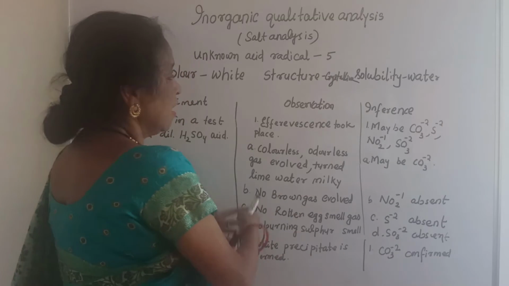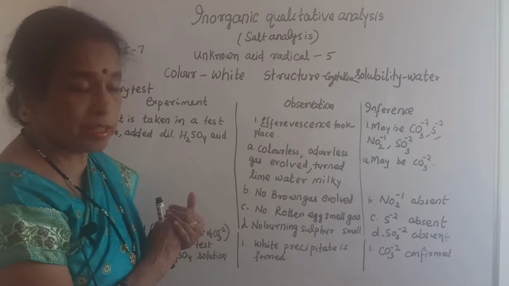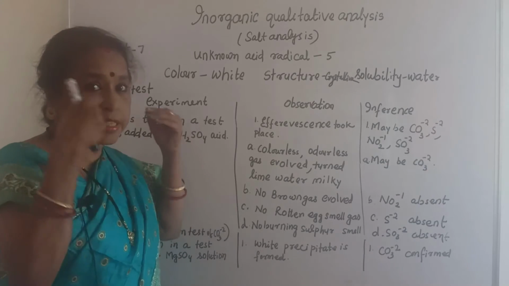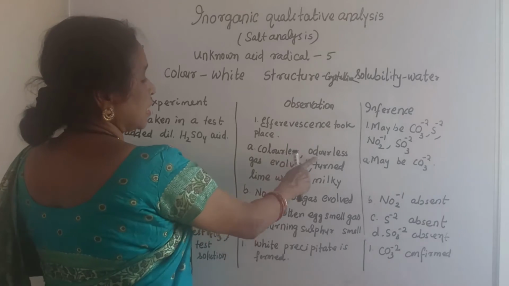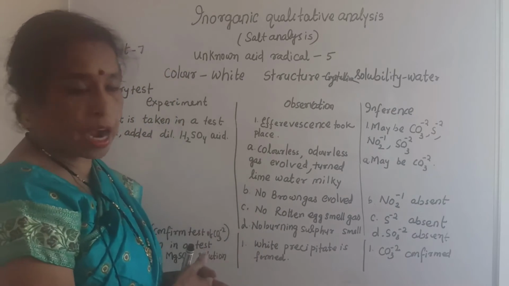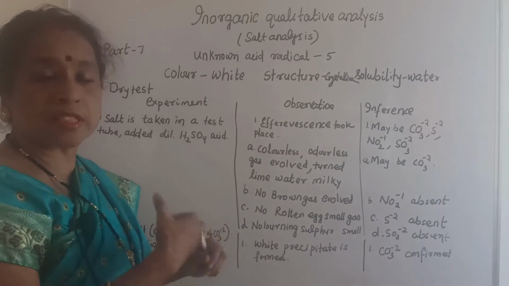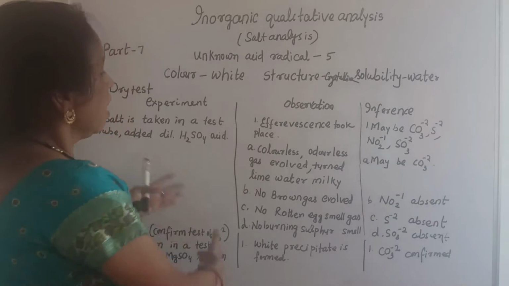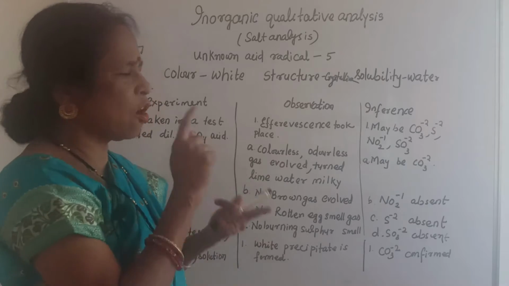There are four radicals that it may be, but out of the four, I am 70 to 80 percent sure in my mind which is my acid radical. A colorless, odorless gas evolved which turns lime water milky. Lime water is a clear calcium hydroxide solution, and here it may be carbonate, since it turns lime water milky and since it is a colorless, odorless gas that I observe in my experiment. If I am sure that it is carbonate, then the others should remain absent.